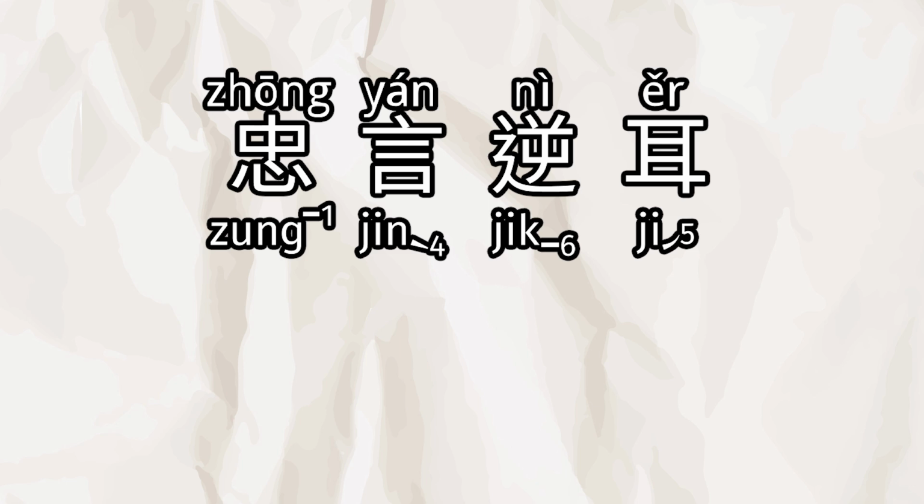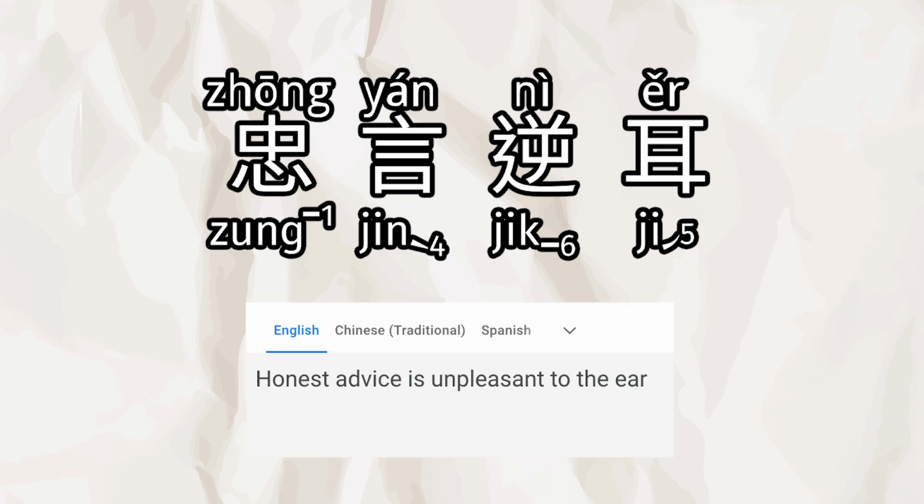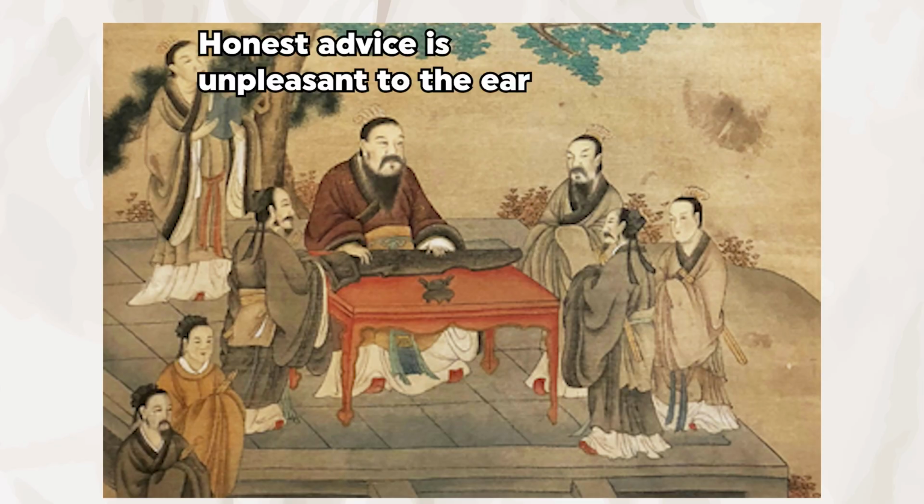For example, in Mandarin, 忠言逆耳, or in Cantonese, 忠言逆耳, which directly translates to "honest advice is unpleasant to the ear," which sounds pretty weird to us English speakers. What does that even mean? Because they literally just translated that word for word. A more localized translation would be something like, "truth hurts." No one would ever say "honest advice is unpleasant to the ear." But really what we want to say is, "truth hurts."